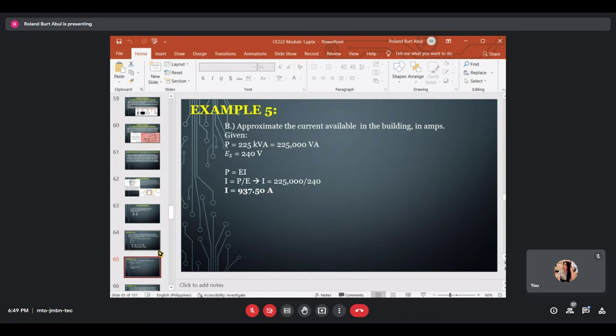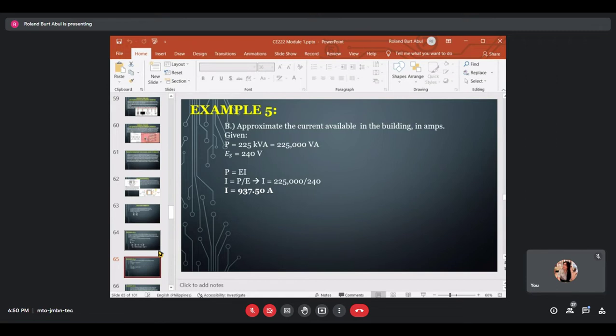So, since current ang pangita, so atong i-isolate ang current. So, the current is equal to power over voltage. So, 225,000 divided by 240. So, nakuha nato 937.50 amps. Nakuha na ba ni? Yes, sir.